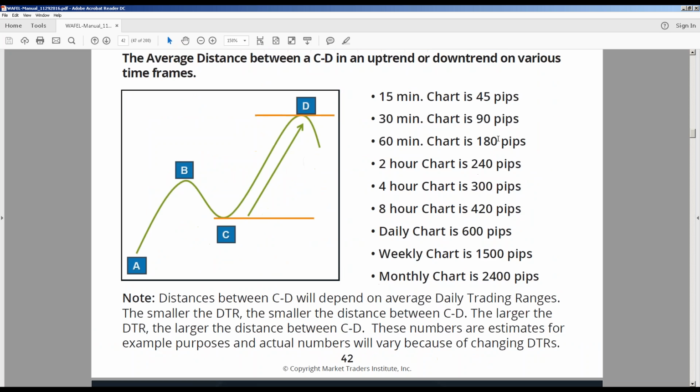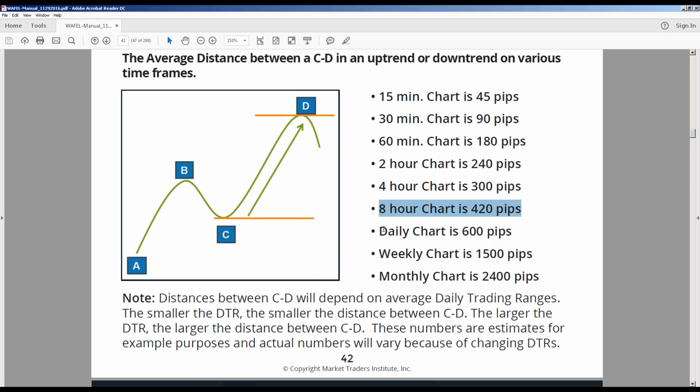The average distance between a C to a D in an uptrend or a downtrend on various time frames. On a 15-minute chart, it's around about 45 pips. On a 30-minute chart, it's about 90 pips. On a 60-minute chart, it's about 180 pips. On a 2-hour chart, it's 240 pips. On a 4-hour chart, it's 300 pips.